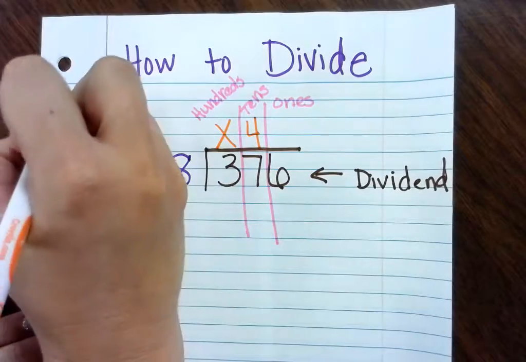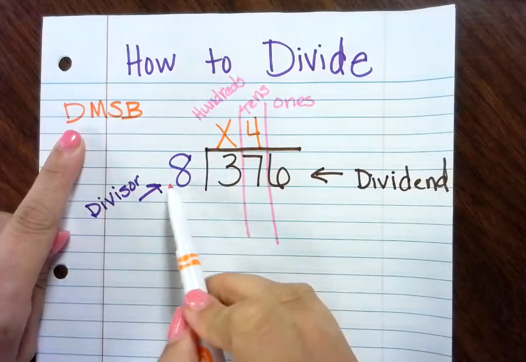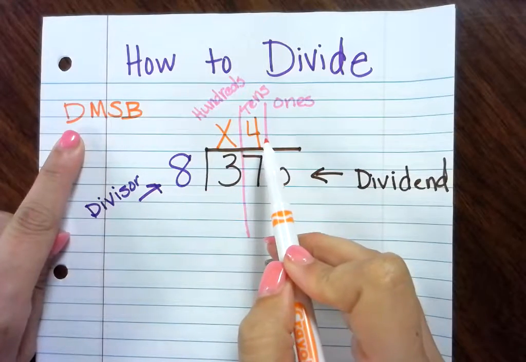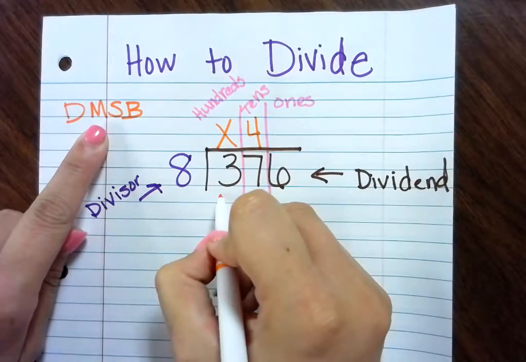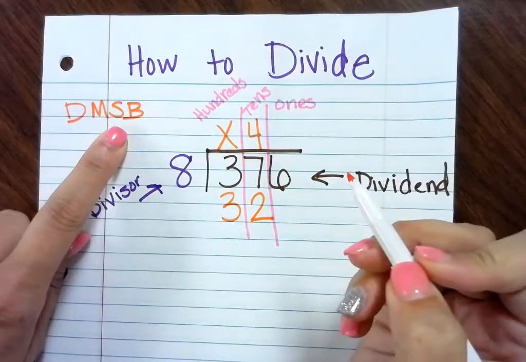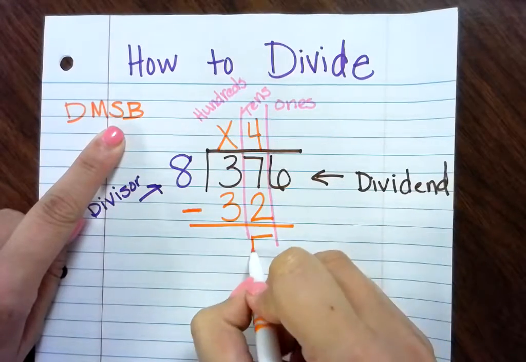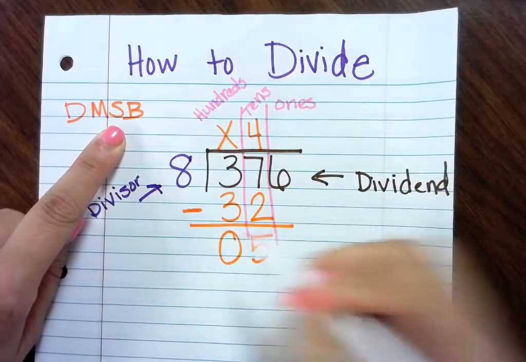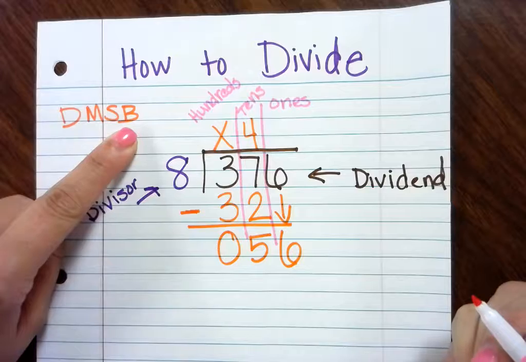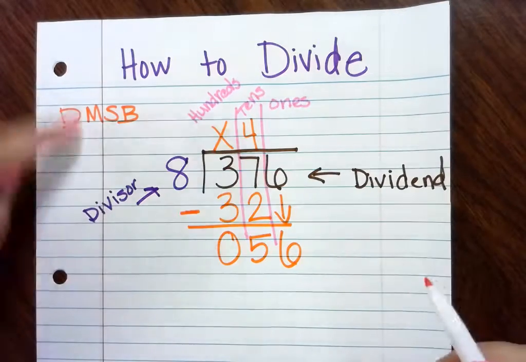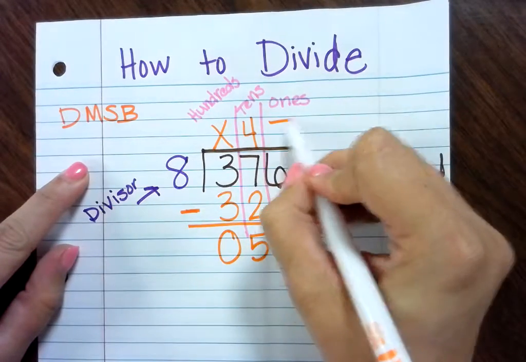So again, my reminder, divide, multiply, subtract, bring down. So I divided. 8 went into 37 4 times. Now I'm going to multiply. 4 times 8 gives me 32. Then I'm going to subtract. And 7 take away 2 leaves me with 5. 3 minus 3 is nothing. Then I'm going to bring down. Then I've got to start back over and divide. 8 goes into 56 7 times.